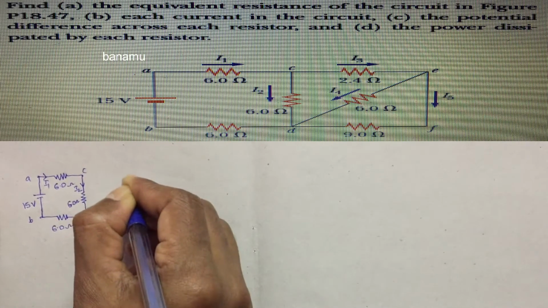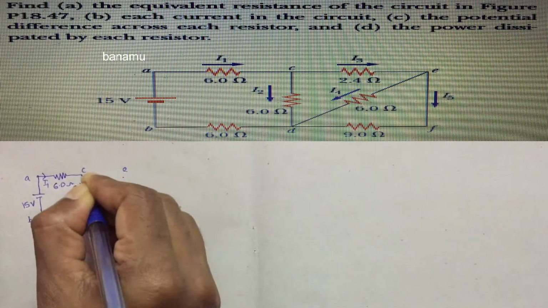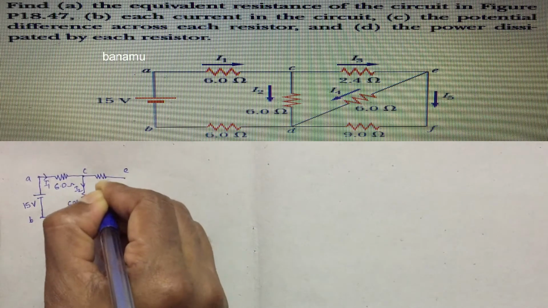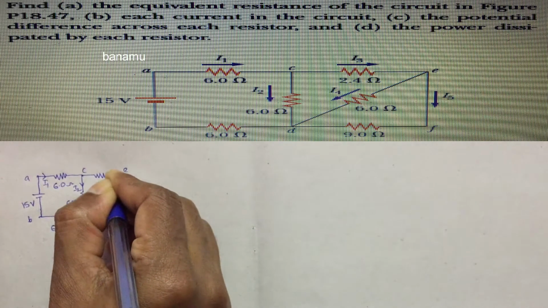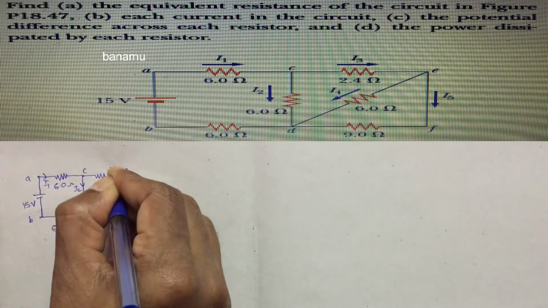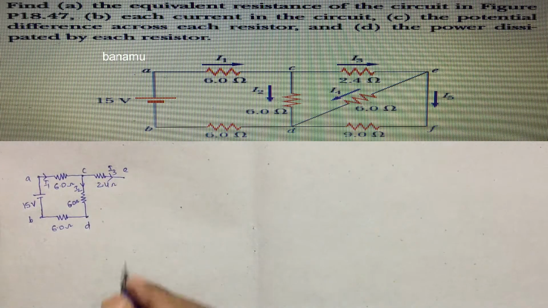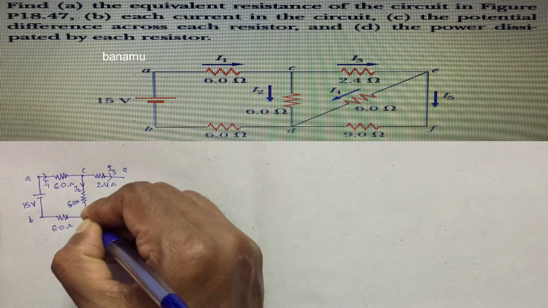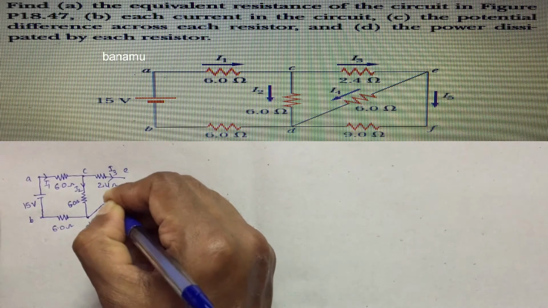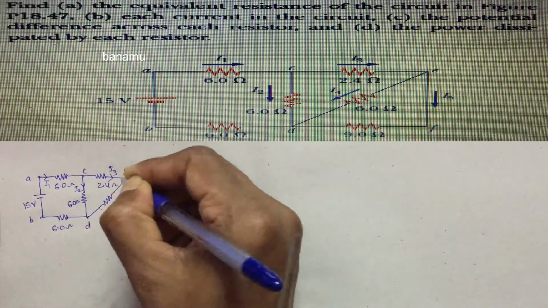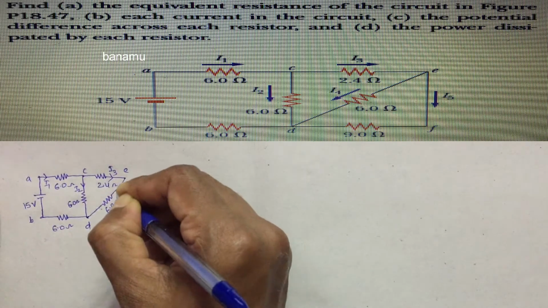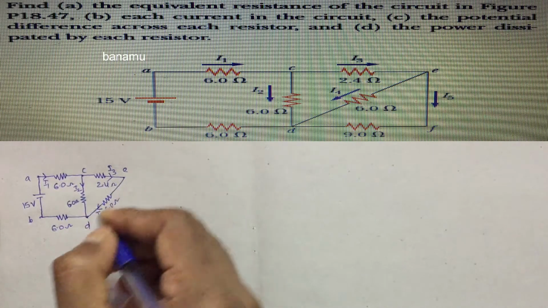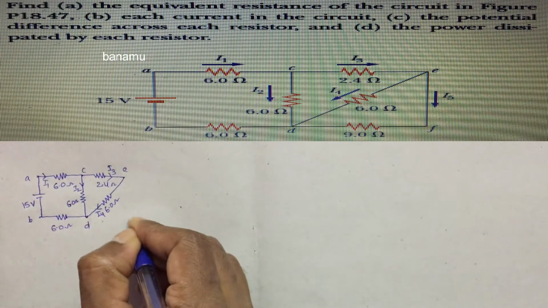And consider another point E. This is the point E. Between C and E, one resistance is connected, 2.4 ohms, and the current through CE is I3. And consider ED. Between E and D, one resistance is connected, 6 ohms, and the current through ED is I4.